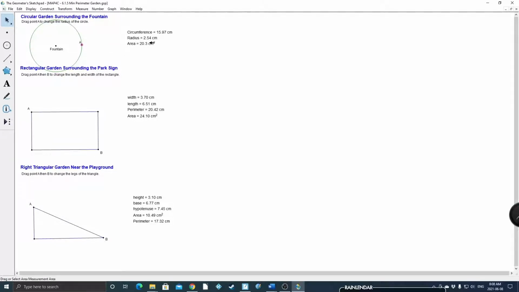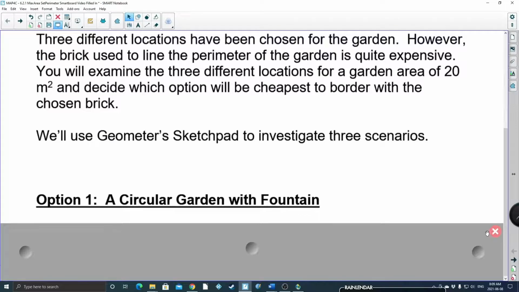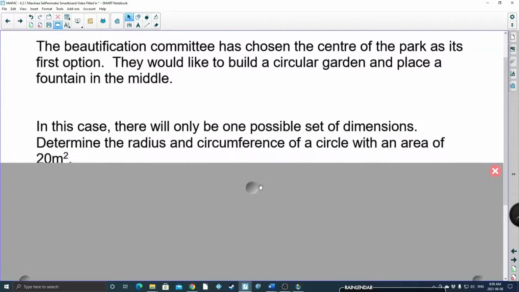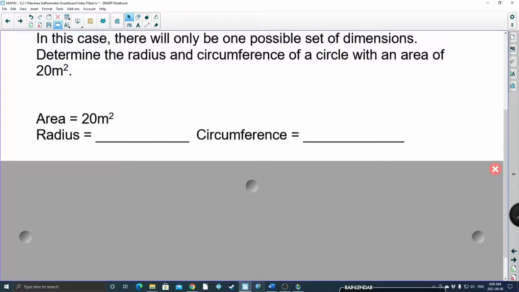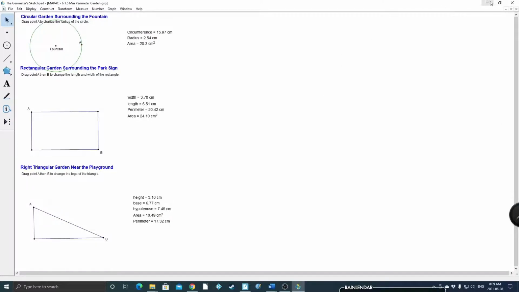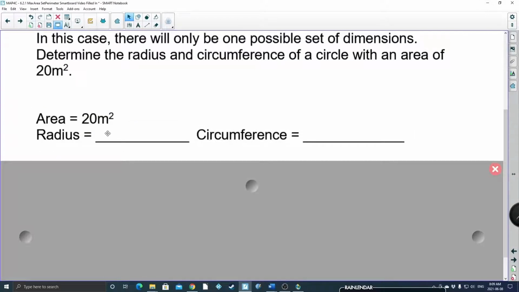Here, there's only one choice. Our radius has to be 2.54, and our circumference has to be 15.97. There's no choice there, okay? So as soon as you get your area at 20 square meters, you now have your circumference value. So there's only going to be one possible set of dimensions, which is going to be that set of numbers, the radius and the circumference. And I'm just going to go back and take a look at them again. So the radius is 2.54, and the circumference is 15.97. And that's it. That's the only option we have.